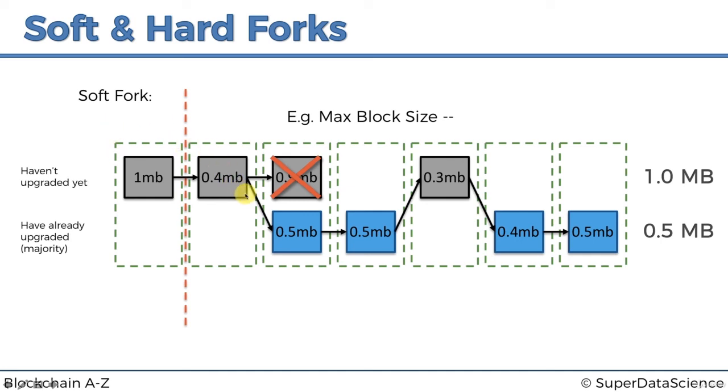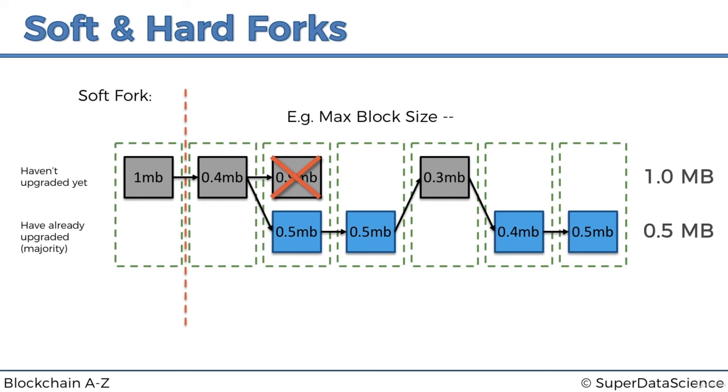And that allows for this kind of game scenario, like a competition scenario where these guys will always win, and that forces the ones that haven't upgraded to move to the majority. And so, for instance, that's how SegWit was accepted in the Bitcoin network. All right, so there we go. That's how a soft fork works.